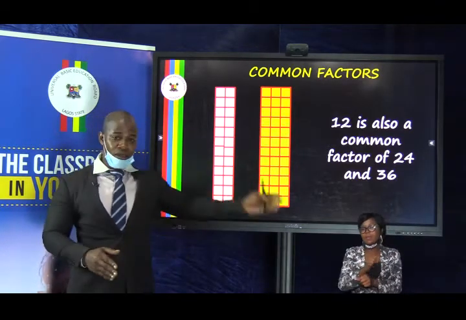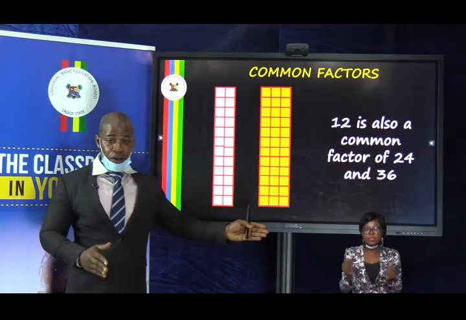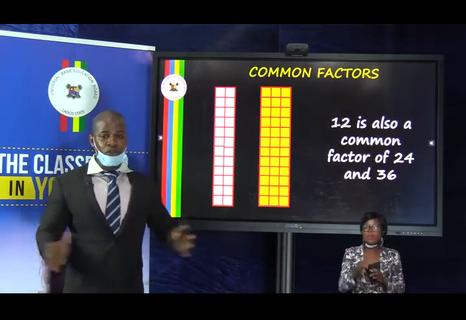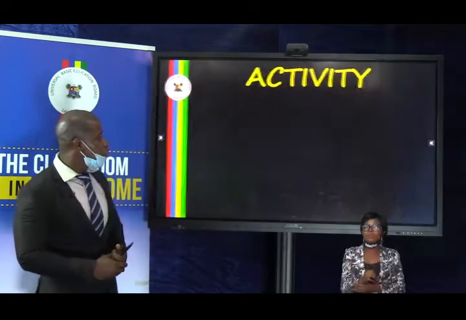When you get a number that can divide this without a remainder and divide another without a remainder, then we say that number is a common factor to both of them. We'll see more of this in subsequent slides.